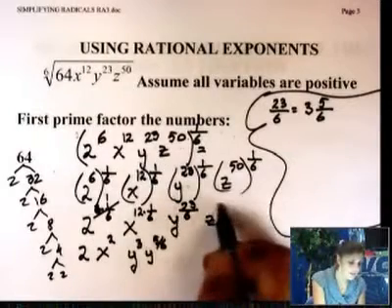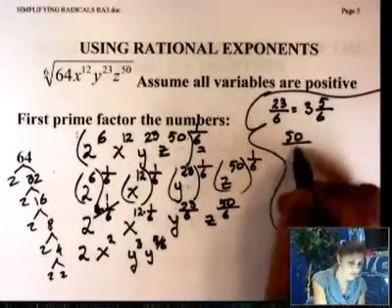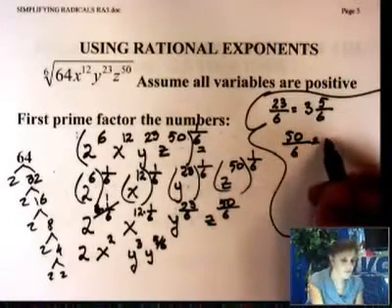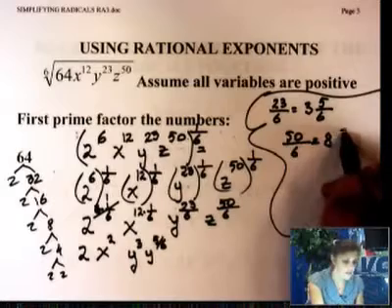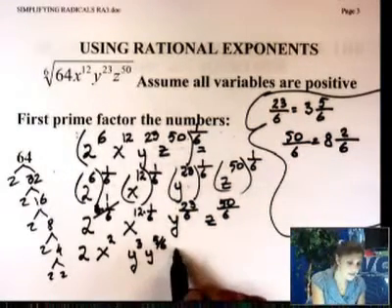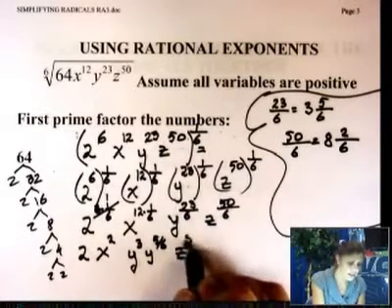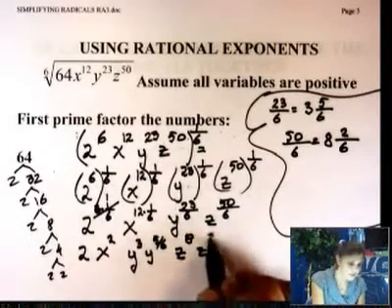How about z? z to the 50 over 6. Well, let's go to the side and figure out what the heck the 50 over 6 is. 50 over 6, 6 times 8, that's 48, 2 over 6. All right? So what does that mean? z to the 8 and z to the 2 over 6.